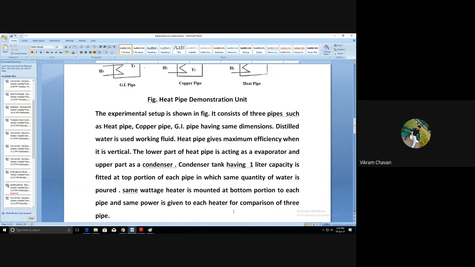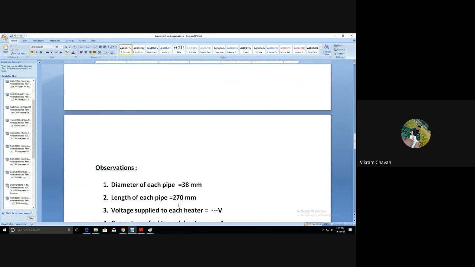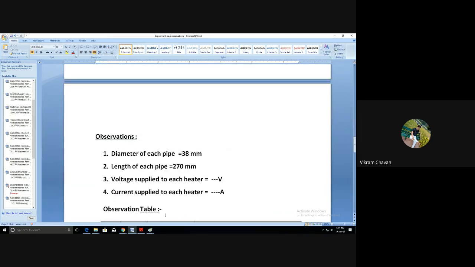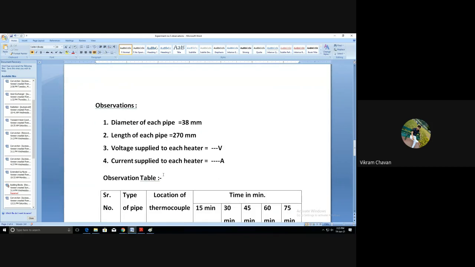A same-wattage heater is mounted at the bottom portion of each pipe, and the same power is given to each heater for comparison of the three pipes. So we have provided equal conditions for all three pipes, and then we are measuring the temperature of each pipe at the bottom section, at the top section, and the temperature of the condenser liquid, or the water jacket provided at the top of each pipe. Those three temperatures we are going to measure.